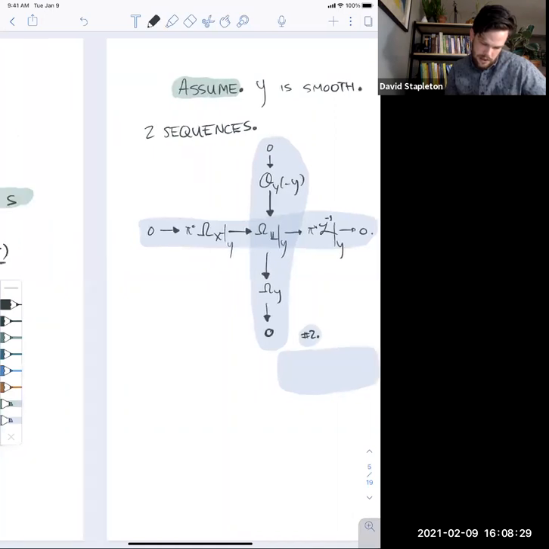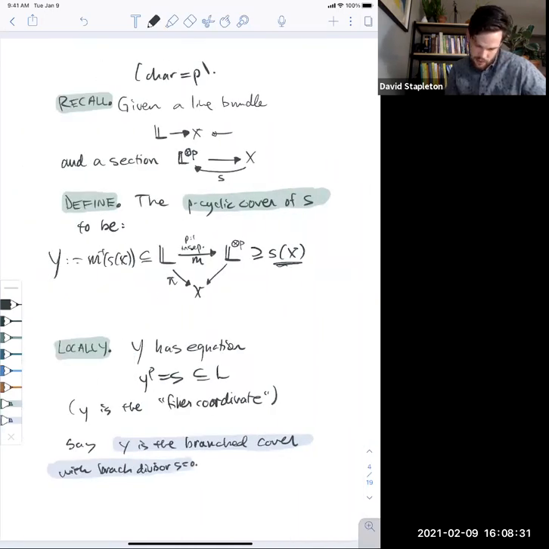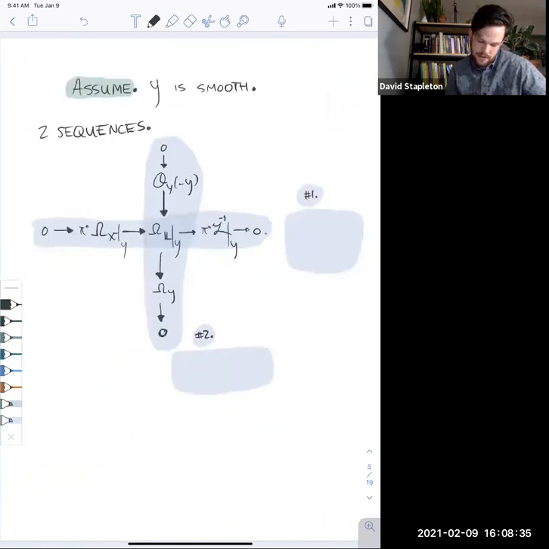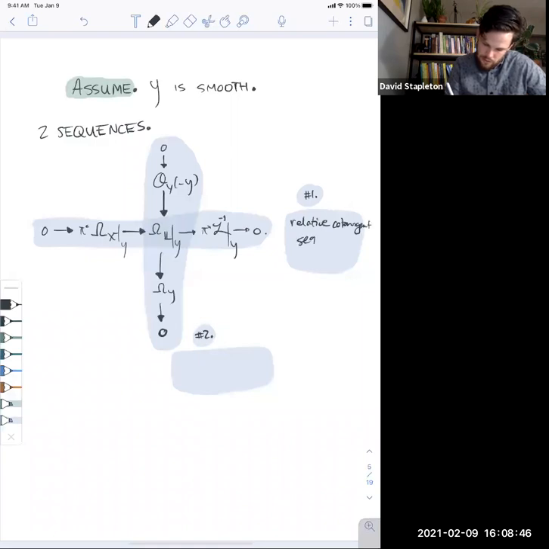So associated to this cyclic cover, because we have this variety that lives inside the line bundle, we have two natural sequences associated to it. The first sequence is just the relative cotangent sequence of the line bundle, which maps to X.